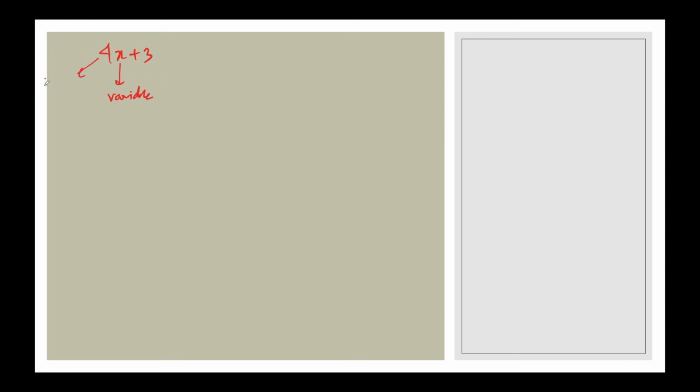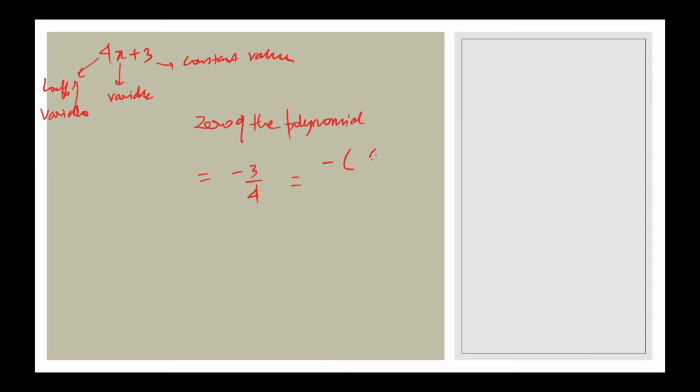Alright. This is my coefficient of variable. This is my constant value. So when I calculated the 0 of the polynomial, I got the value of minus 3 by 4. As you can see, this is nothing but negative of the constant value divided by the coefficient of variable.